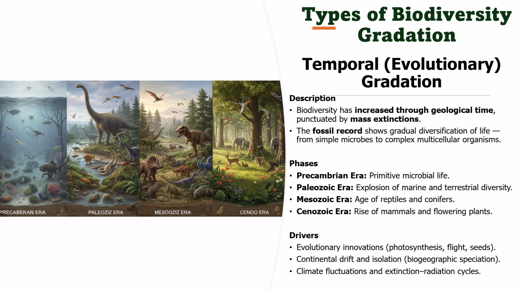The Paleozoic era witnessed an expansion of marine and early terrestrial species, followed by the Mesozoic era, known as the Age of Reptiles and Conifers. The Cenozoic era marked the dominance of mammals and flowering plants. This evolutionary gradation has been driven by factors such as evolutionary innovations like photosynthesis and flight, continental drift, isolation leading to speciation, and climate fluctuations that alternately caused extinction and radiation of species.